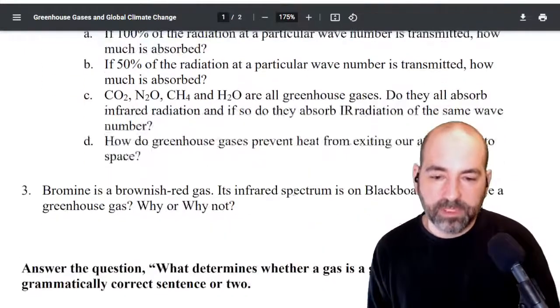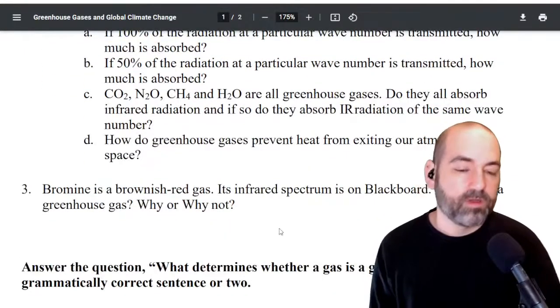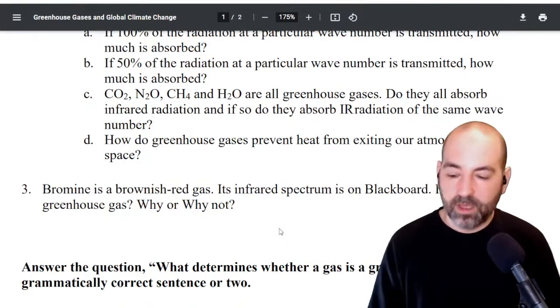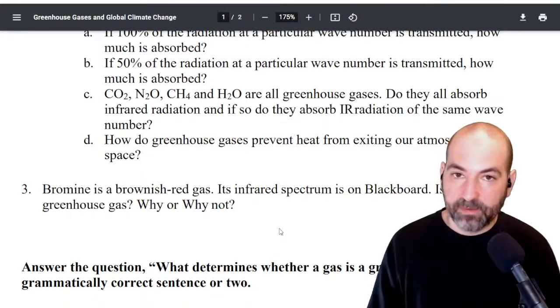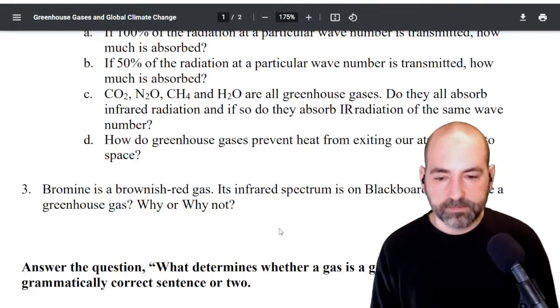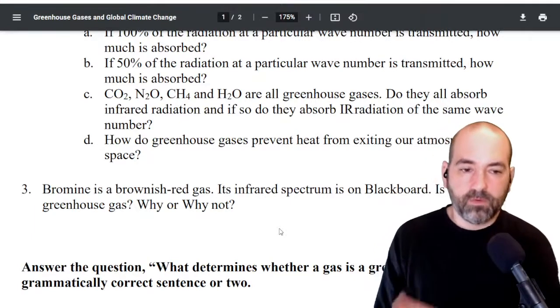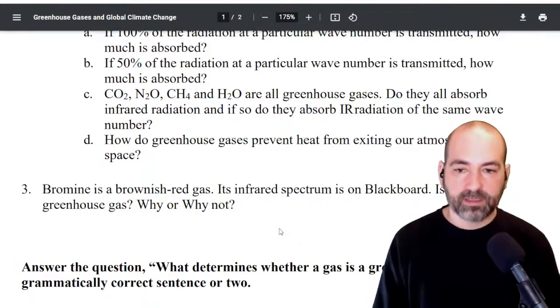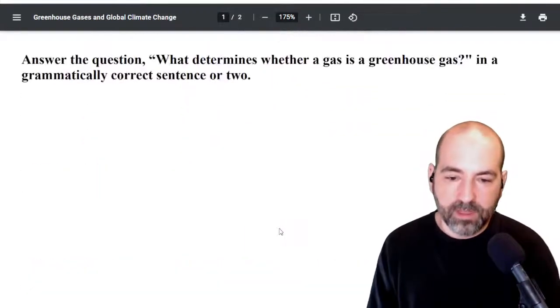And then you can compare it to the spectrum from bromine. We didn't talk about bromine, but you should be able to look at the infrared spectrum and determine whether or not bromine would be a greenhouse gas. All right. So once you work through that stuff, you should be able to explain what it is that makes a gas a greenhouse gas. And then you can move on to the next page.